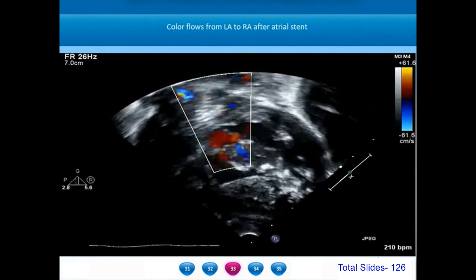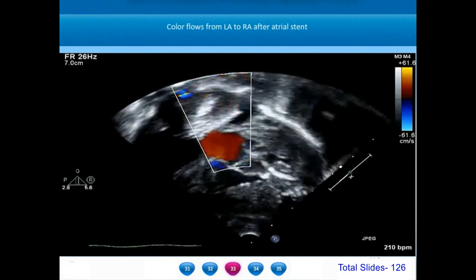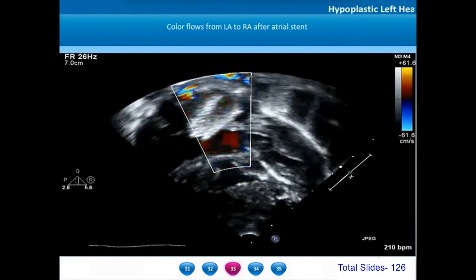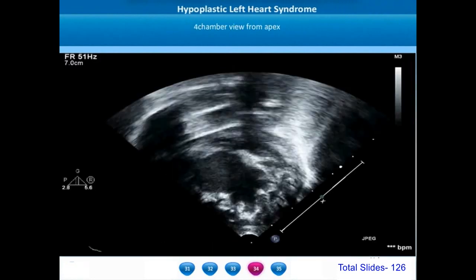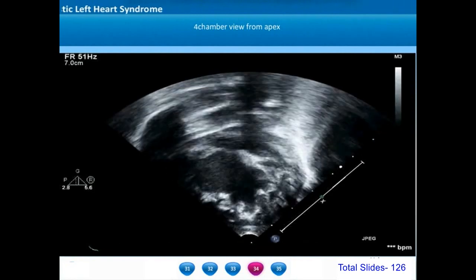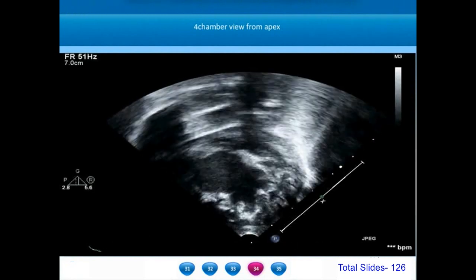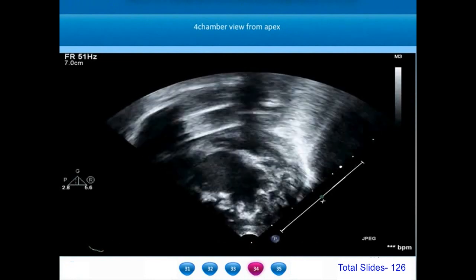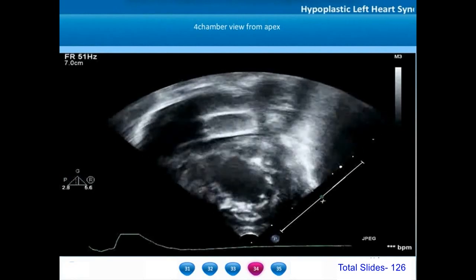A color Doppler across the interatrial septum shows that there is a laminar flow from the left atrium into the right atrium through the interatrial septal stent. In the apical four-chamber view, we are able to appreciate the large size of the atrial septal stent. The right ventricle is dilated, trabeculated, and the endocardium is significantly echogenic.